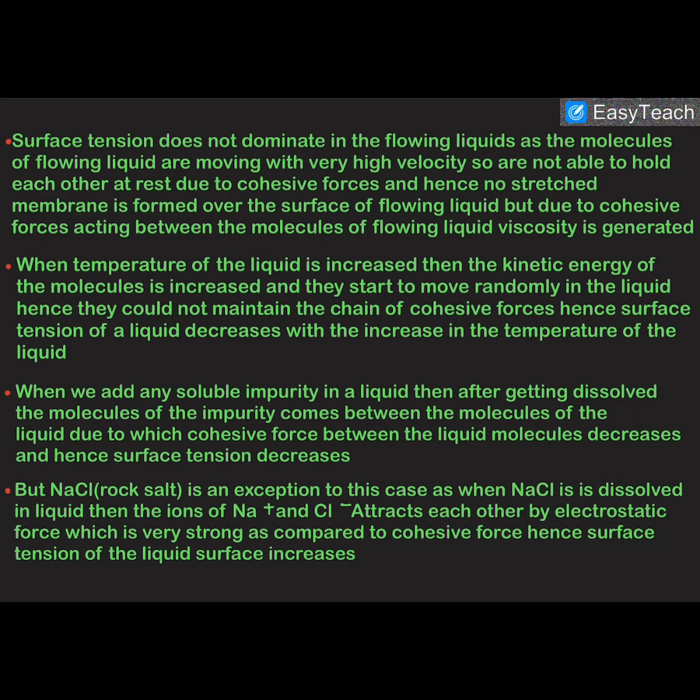Now, what is the effect of temperature on surface tension? Let us imagine that if we increase the temperature of any liquid, then obviously, due to the thermal kinetic energy, the molecules of the liquid will be moving here and there randomly, and due to their movement, they would not be able to hold each other together, and therefore surface tension will decrease. So we always say that surface tension decreases by heating the liquid.